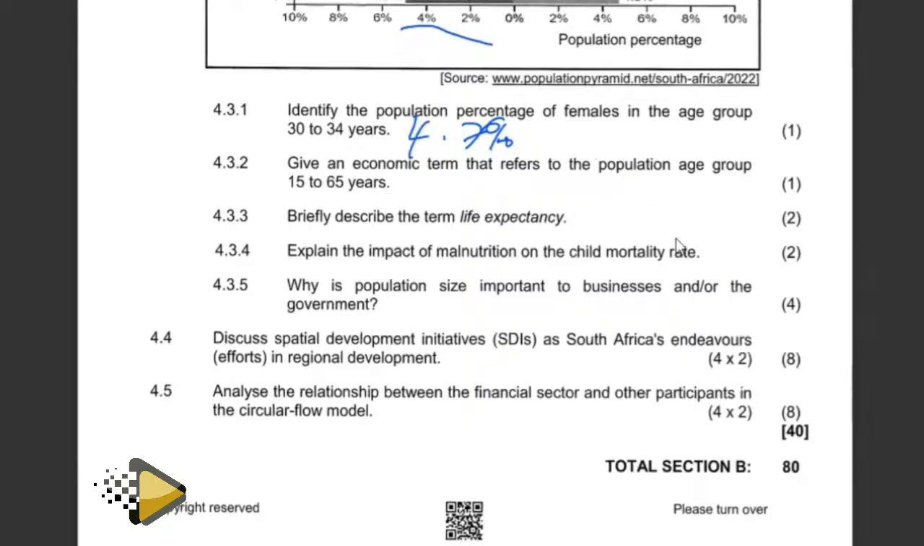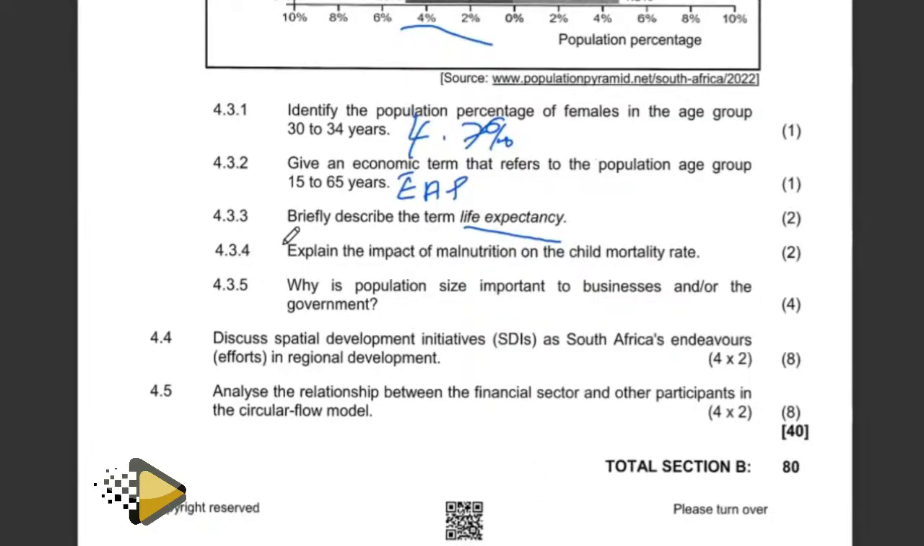That is economically active population. We have economically active population. So now let's check 4.3.3. Briefly describe the term life expectancy. When we talk of life expectancy, we check the number of years an individual is expected to live from the day they were born up until the day they die.